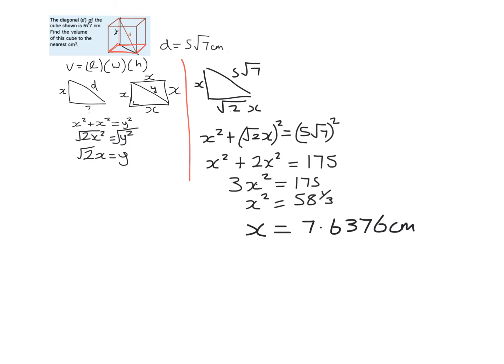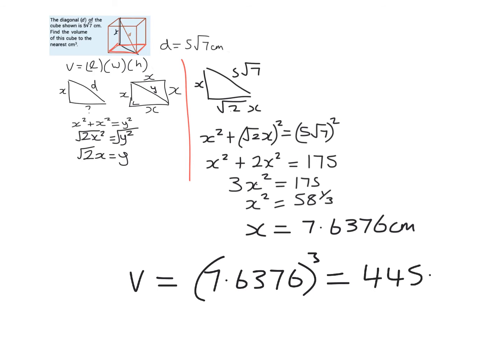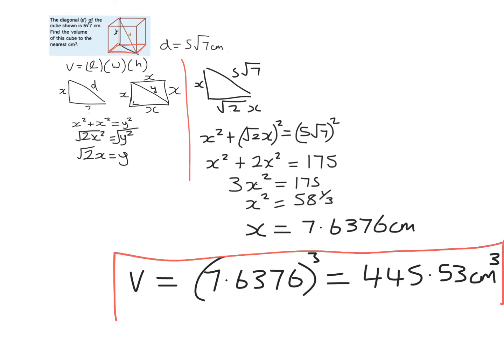So we had to find the volume, so all I'm going to do then is the volume. In this case we said it was length by width by height. Because the length, width and height are all going to be the same, it's going to be 7.6376 multiplied by 7.6376 multiplied by 7.6376, or we can say that that's cubed. And as a result we get 445.5282. I'm just going to round that to 53 centimeters cubed. Remember, centimeters cubed for volume. And I'm just going to box that as well, just so that we have a clear answer.